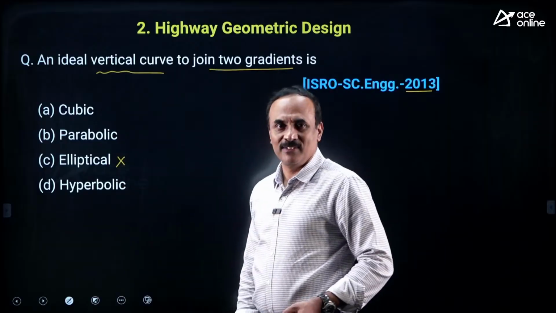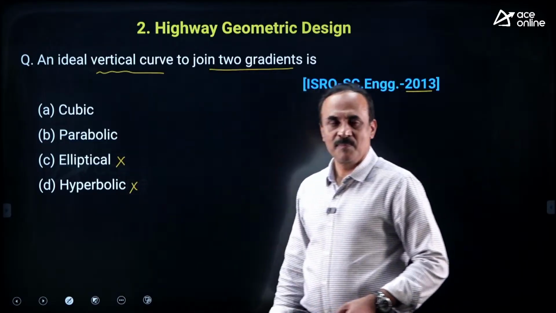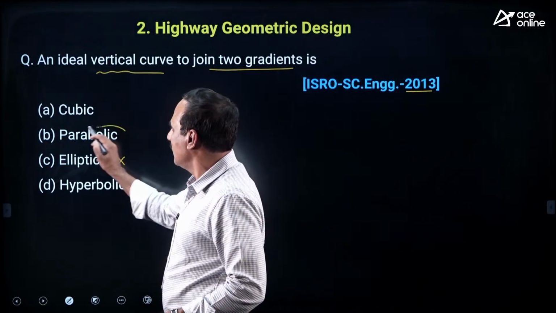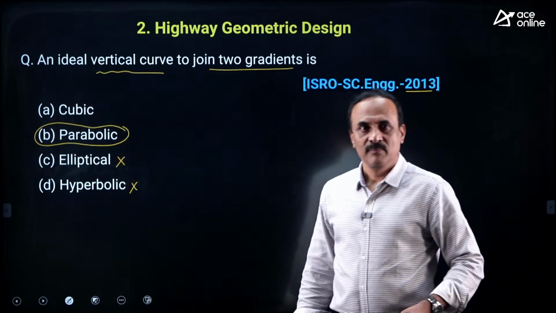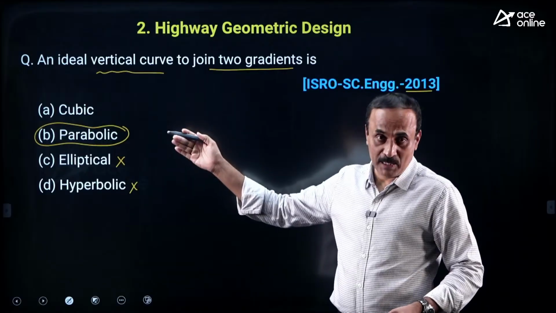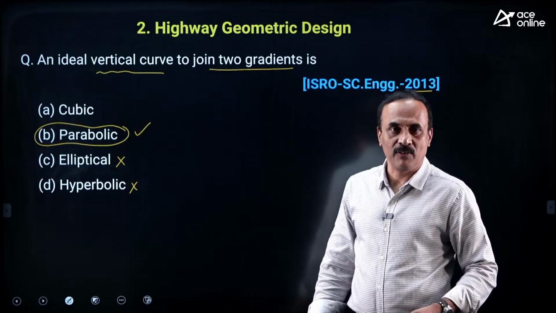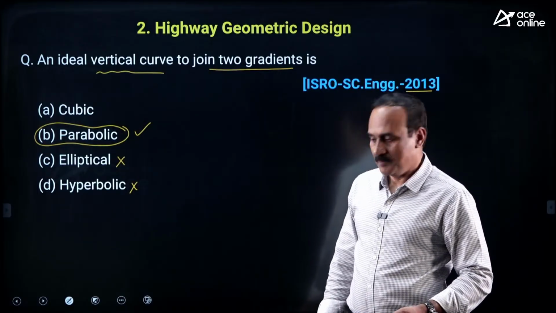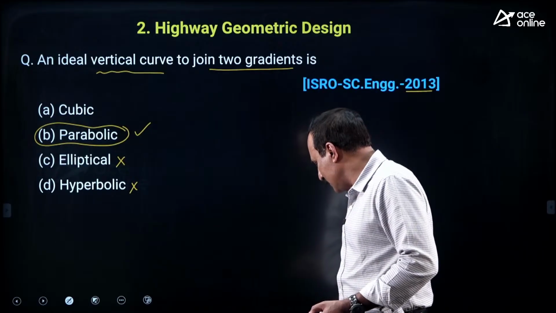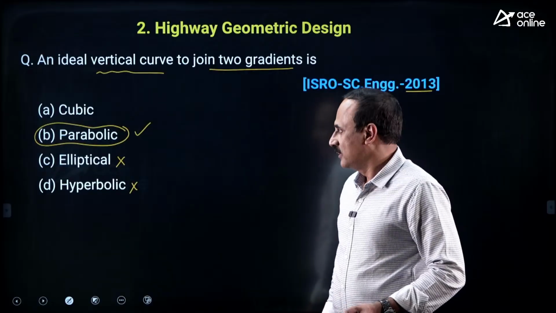Elliptical, nobody uses, that we know. Hyperbolic, nobody uses. The very common summit curve, the ideal curve, is the parabolic curve. So directly you can go to parabolic, the second degree parabola. Answer is option B. If you have answers, you can just give me in your comment section.